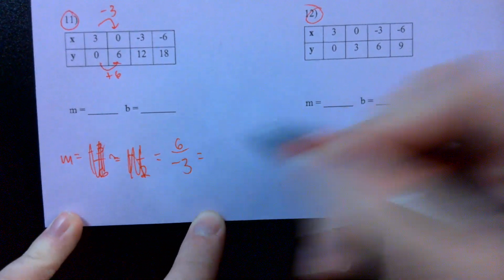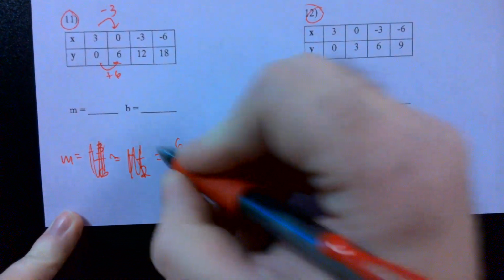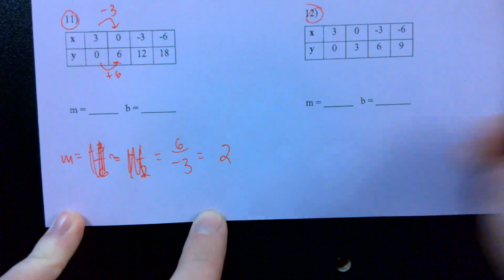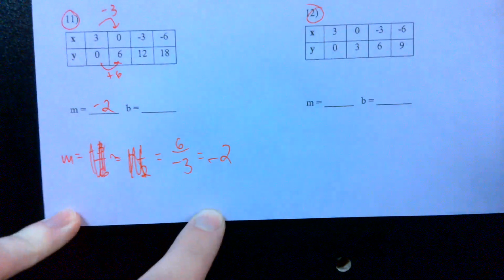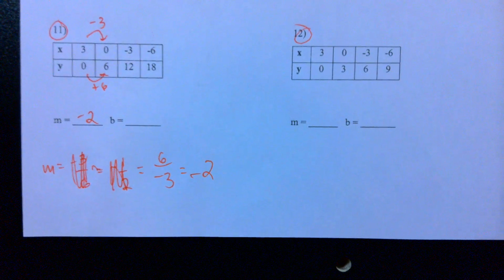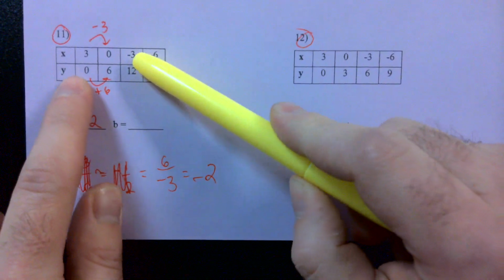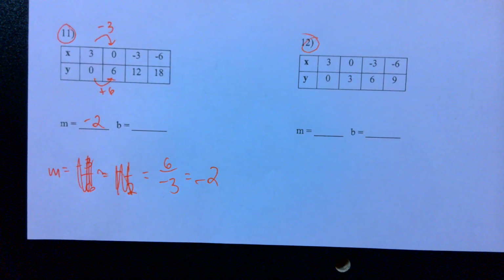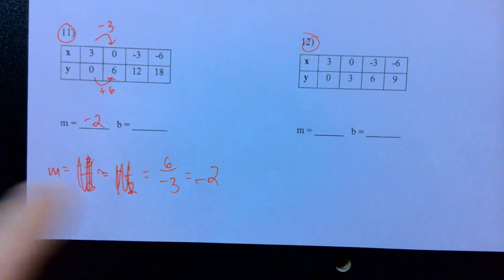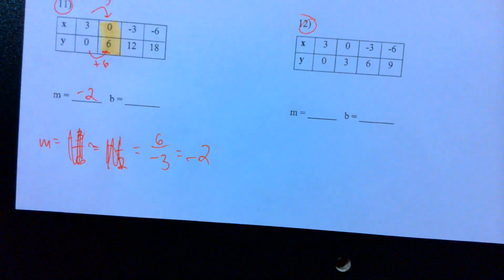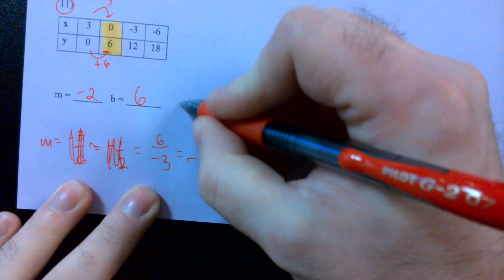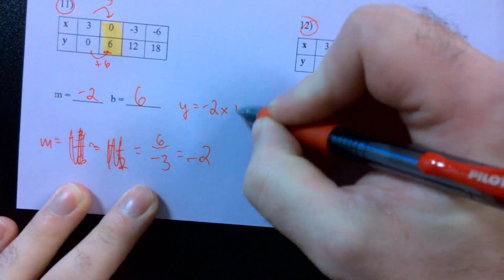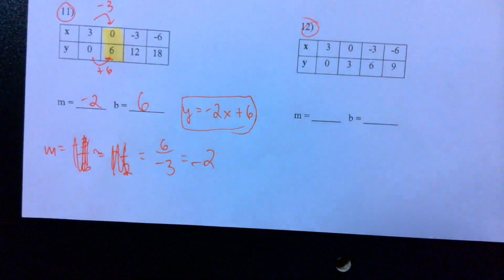What is 6 divided by 3? 2. And what's a positive divided by a negative? Negative. So my m is -2. Now, we got to be careful here because I see a couple zeros. Am I looking for a 0 on my x or a 0 on my y? A 0 on my x, which is right here. So what's my b value? 6. I can write the equation y is equal to -2x plus 6. Perfect. Exactly right.